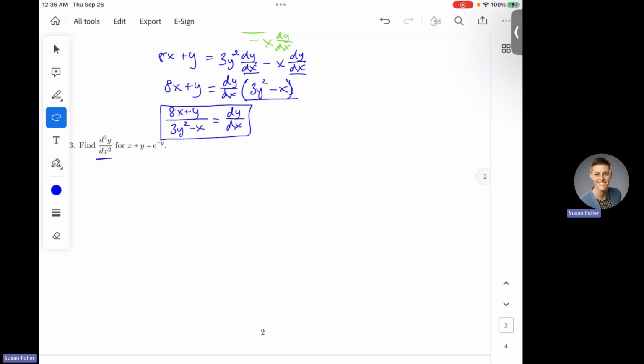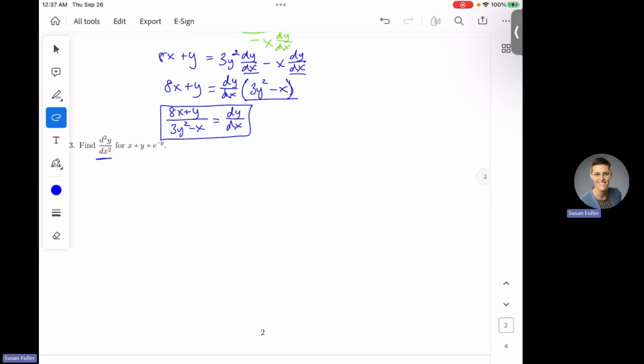All right, number 3. What on earth is this asking you for? Yep, it's your second derivative. We can do repeated derivatives with implicit differentiation the same way that we could do it with the others. So we're not going to panic. We're going to find our second derivative. How do you find a second derivative? You first find your first derivative, right? And then whatever you get out of that, you take the derivative of that again.